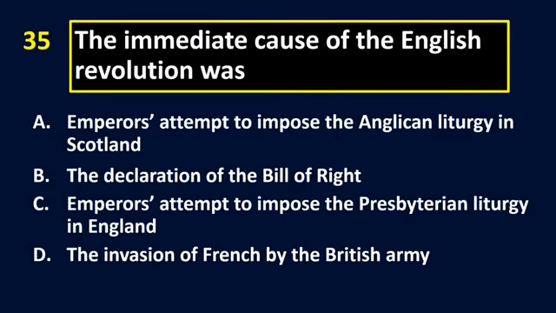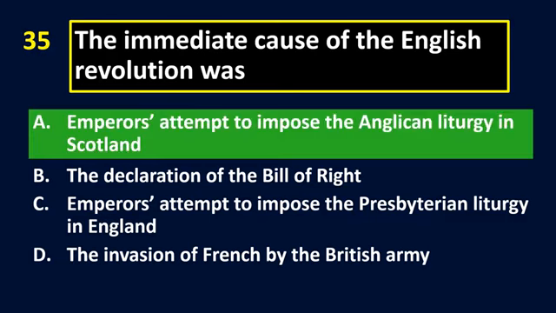35. The immediate cause of the English Revolution was A. The king's attempt to impose the Anglican liturgy in Scotland, B. The declaration of the Bill of Rights, C. The king's attempt to impose the Presbyterian liturgy in England, D. The invasion of France by the British Army. The answer is A. The king's attempt to impose the Anglican liturgy in Scotland.